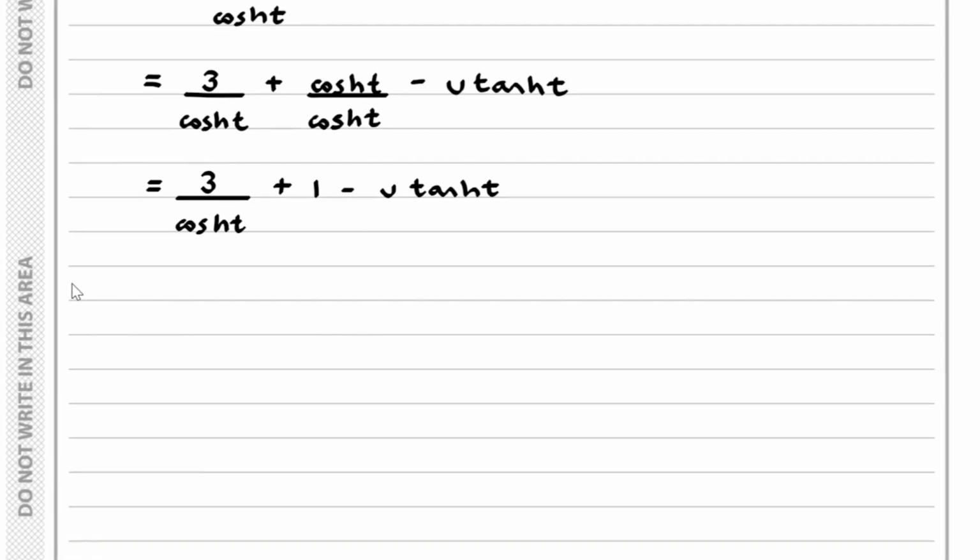So therefore, if we rearrange to write the result in the required form, you can see then du over dt plus u tan t is equal to 1 plus 3 over cos t.